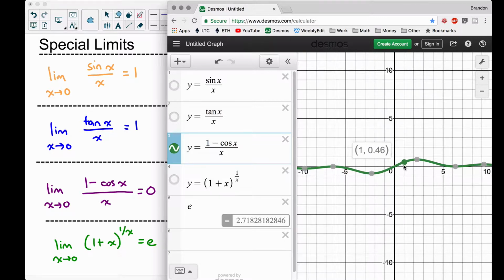And the same thing happens coming in from the right hand side. As x gets close to 0, the y value also gets close to 0. But again, we have that hole right there. And now for our last one here.